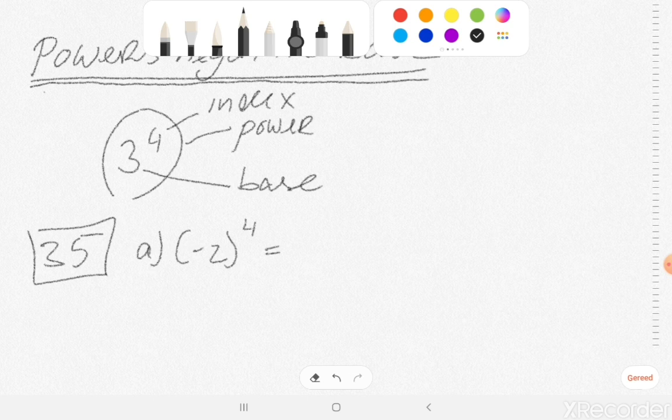Now, we know that the index is an even number, the base is negative, so the answer needs to be a positive number. Minus 2 times minus 2 is already 4, times minus 2 is minus 8, times minus 2 is 16. So there you go, the first answer is 16. But if it is without a bracket, like exercise B, it is minus 16.